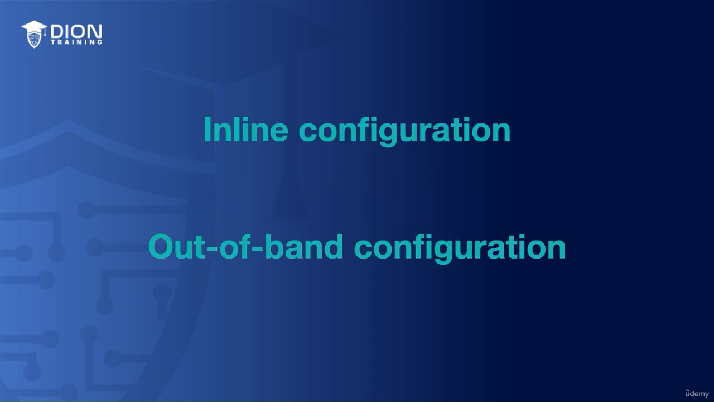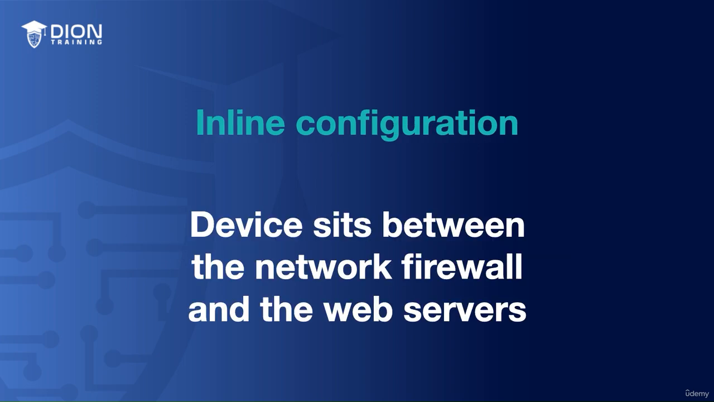This type of firewall can be either installed in-line or out-of-band inside of your network. If it's going to be placed in-line, the device is going to be placed between your network firewall and the web servers themselves. By utilizing this inline placement, these devices can prevent live attacks, but they're also going to slow down your web traffic, and sometimes they'll block legitimate traffic by mistake.